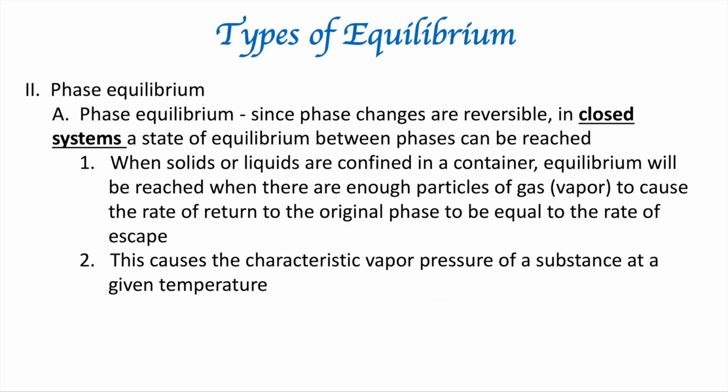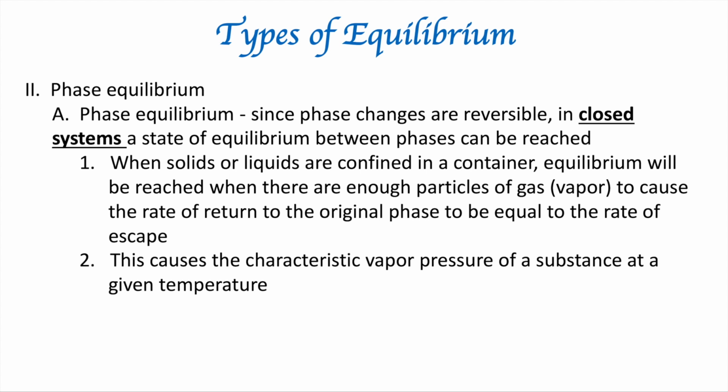Souder, that's really cool. Now, there's several different types of equilibrium. There's also what's referred to as phase equilibrium. So phase equilibrium, since the phase changes are reversible in a closed system, a state of equilibrium between the phases can be achieved here.